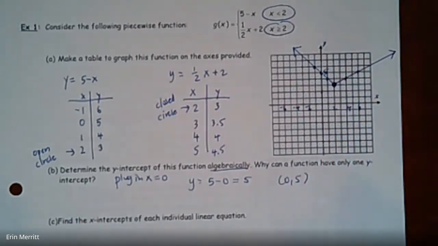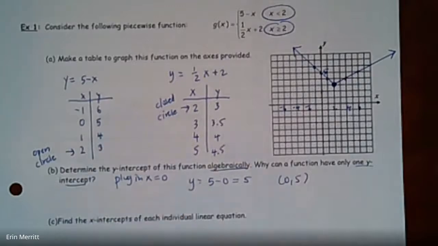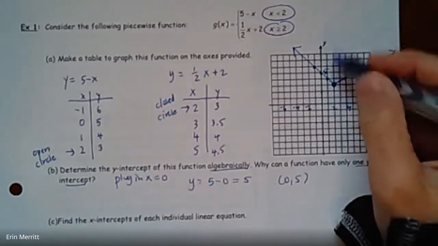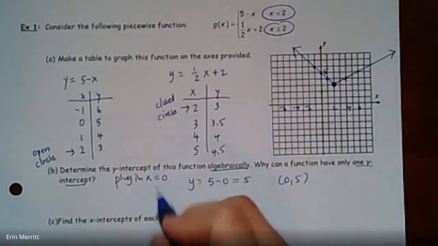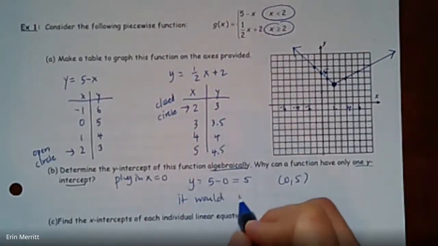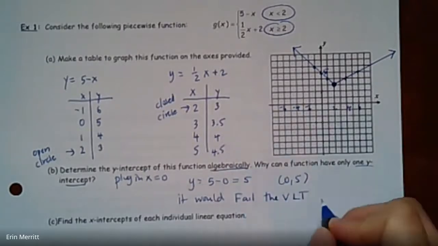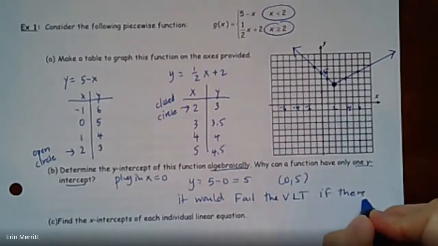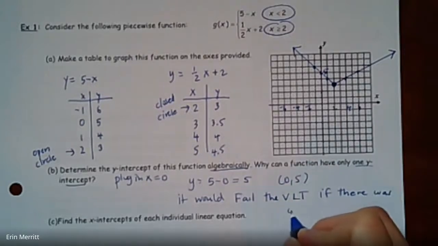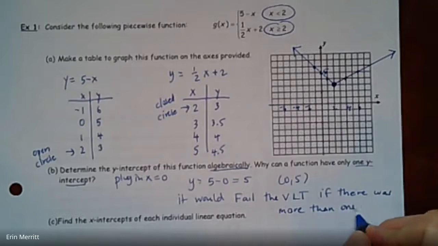When it says why can it only have one y-intercept? Well, if I had more than one y-intercept, it would fail the vertical line test. So for it to be a function, it has to pass the vertical line test. So I'm going to say it would fail the vertical line test if there was more than one y-intercept.